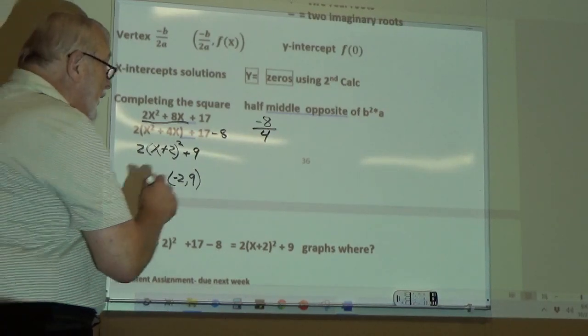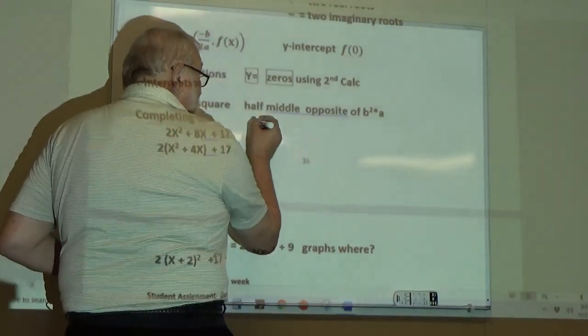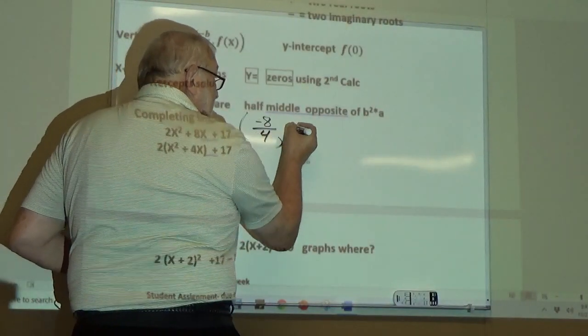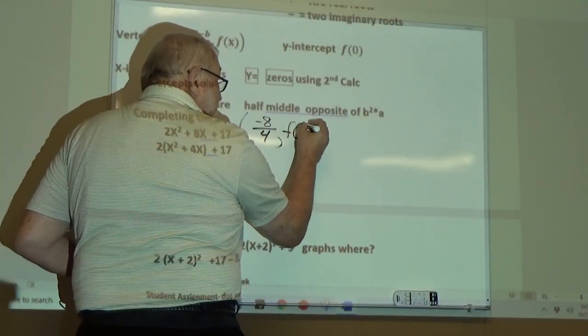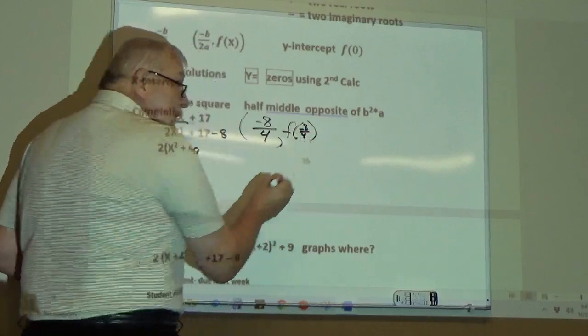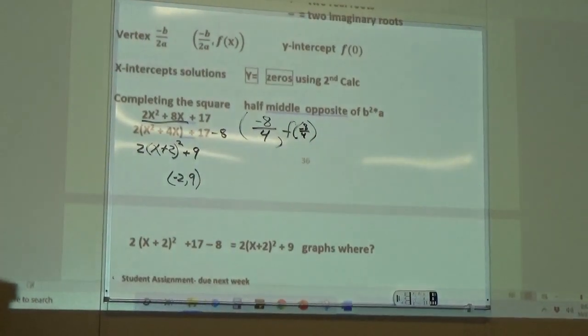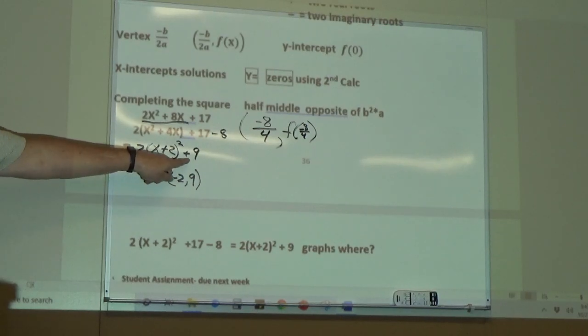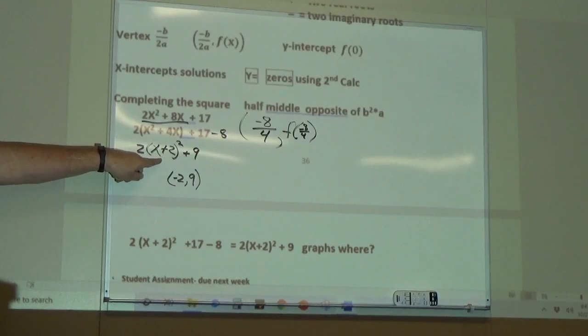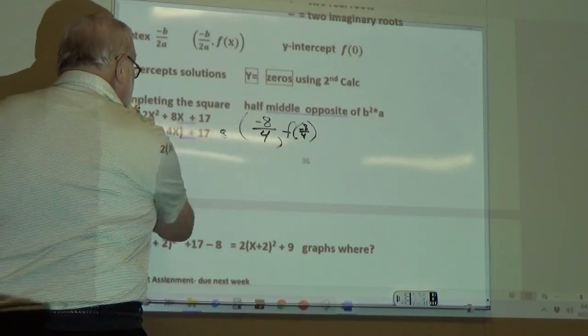Okay, so we can use -b over 2a and then f of -8/4, right, by substitution, or we can complete the square and the value will be here, right? It'll be the opposite of the number that's in the parentheses. It'll be the same number that's on the outside for the x and y. Okay, all right, so let's do another one.